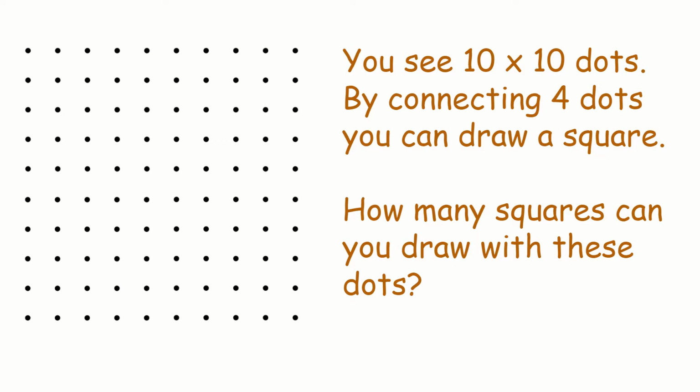So the problem is you see a 10 by 10 dots. By connecting 4 dots, you can draw a square. How many squares can you draw with these dots? Let's find out! Okay, so now here, instead of going to 10 by 10 dots at the start, let's start off really small. Let's start off with 2 by 2 dots.